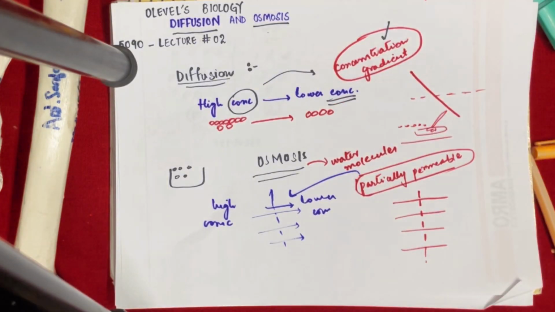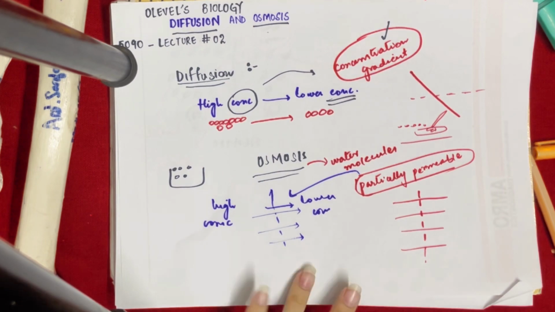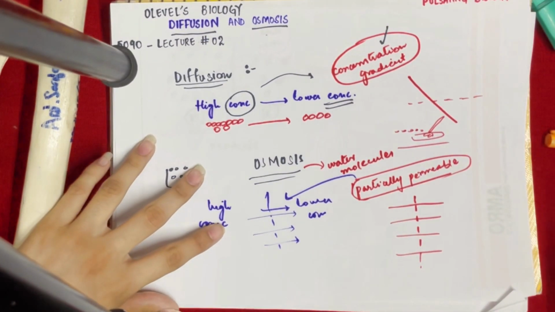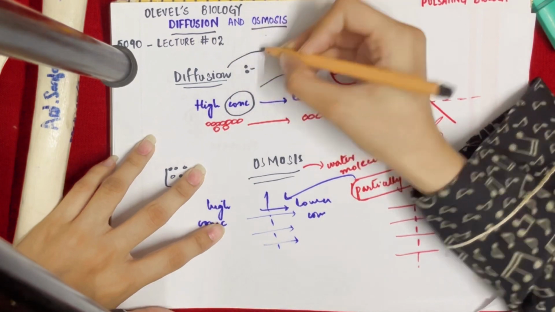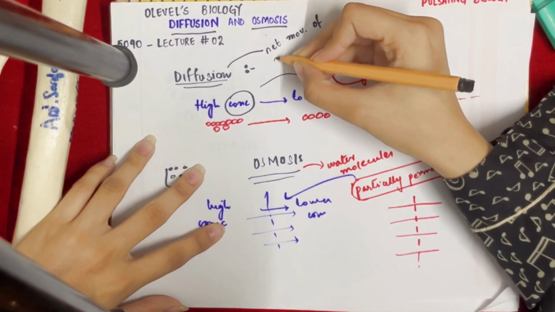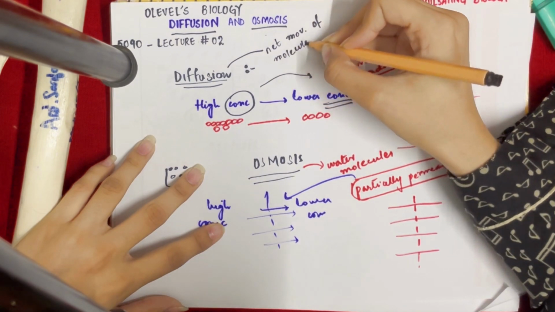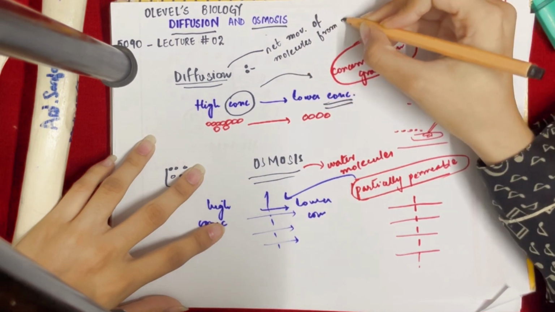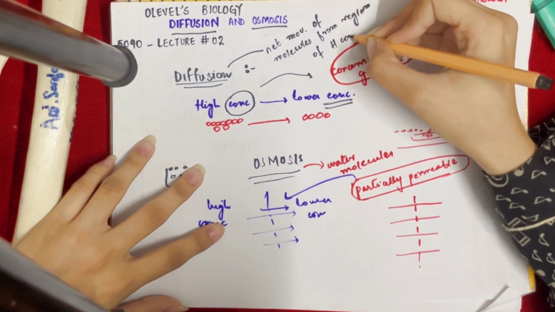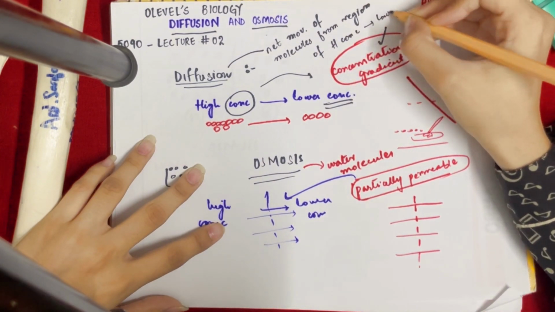After discussing water being an important solvent, we need to discuss the three main processes, that is diffusion, osmosis, and active transport. So let's begin with diffusion first. What is the exact definition of diffusion? It is the net movement of molecules from a region of high concentration to low concentration.